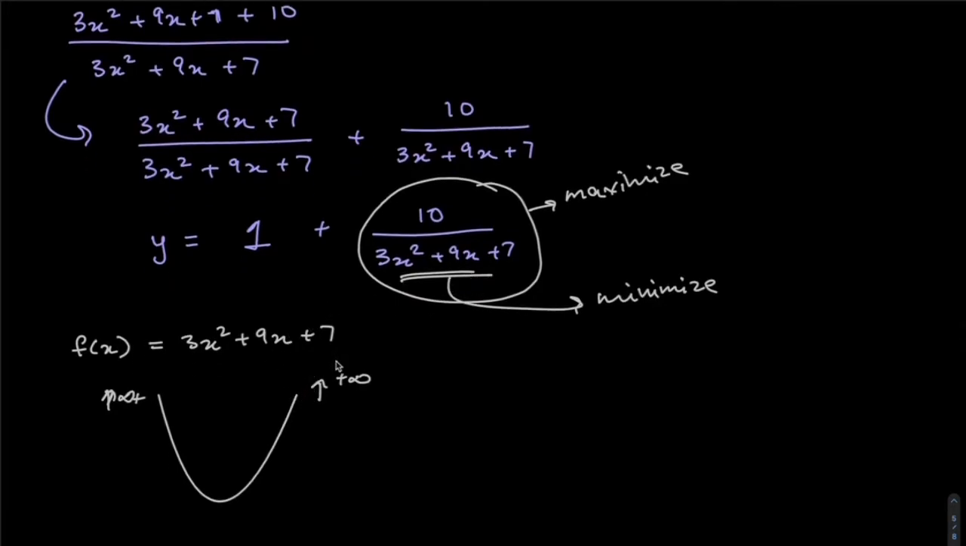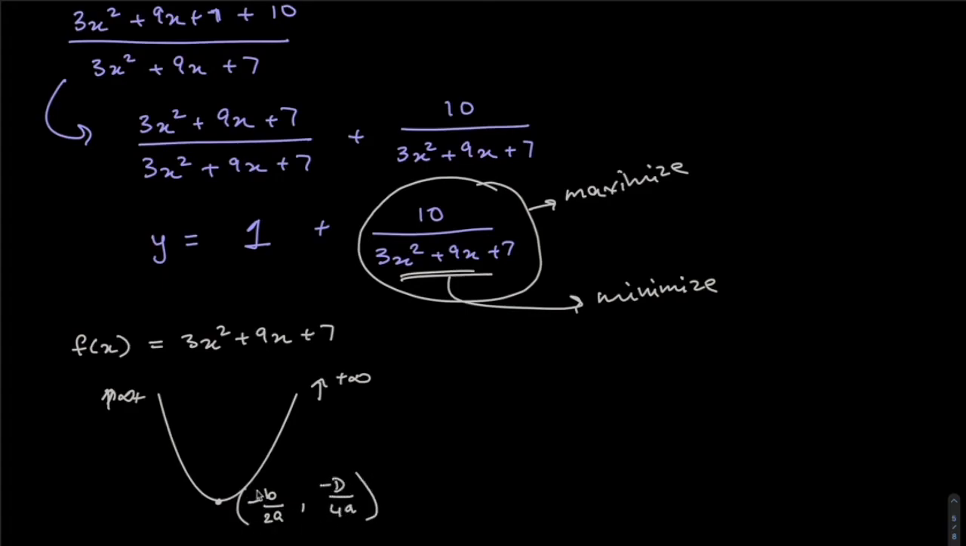You can do that multiple ways. You can use calculus if you want, find the derivative, find the turning point, whatever. But we can use our simple knowledge from our quadratic function. We know that the turning point is at minus b by 2a, comma, minus d by 4a. We don't really care about where it is on the x-axis, but we care about the y-axis because that's going to give us the value of it.